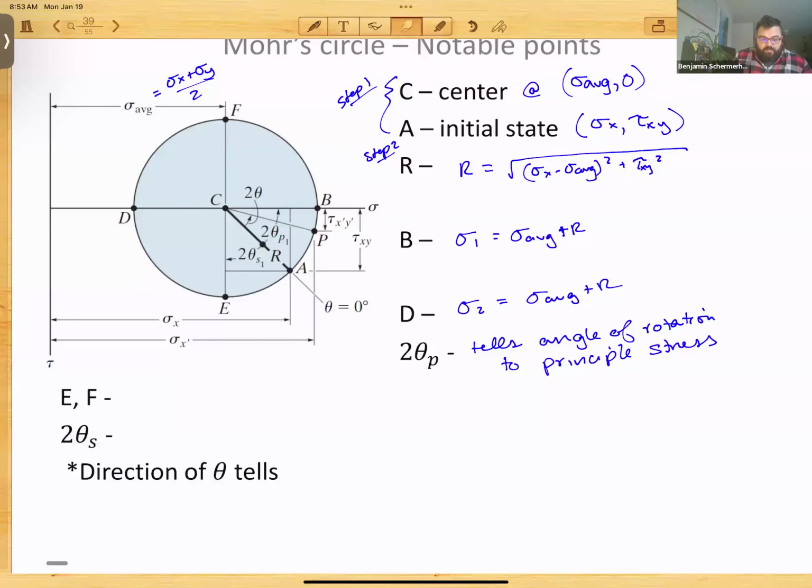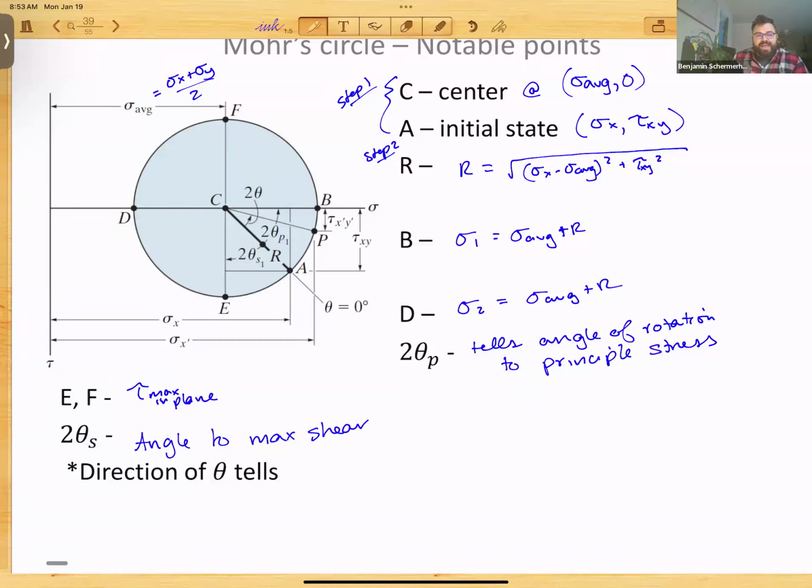E and F represent both our tau max in plane. It doesn't really matter which way you go to those because they end up being the same, and the sign doesn't really matter that much. It ends up being the same stress element. We have 2 theta S, which is basically the angle to max shear.